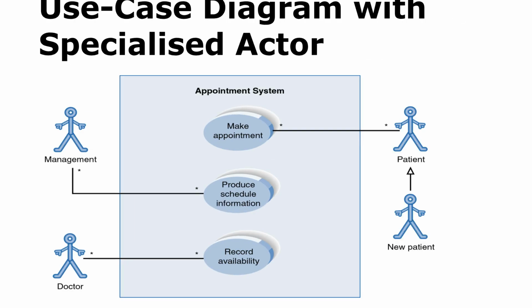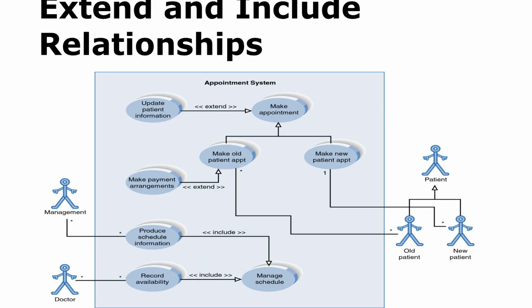Here we see a use case diagram with a specialized actor. The new patient is a specialization of the patient actor, indicated by the generalization arrow. This diagram illustrates both extend and include relationships. Make New Patient Appointment uses Make Old Patient Appointment with an extend relationship, and both include Produce Schedule Information and Record Availability.